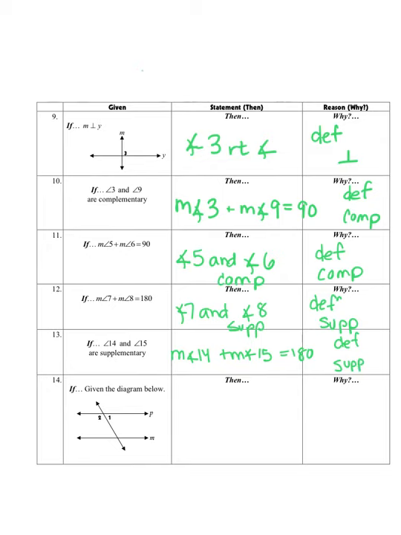And then our last one, number 14 here, we have two parallel lines, P and M, and we're looking at angles 1 and 2, and we identify angle 1 and angle 2 as linear pairs. And the why, definition of linear pairs.